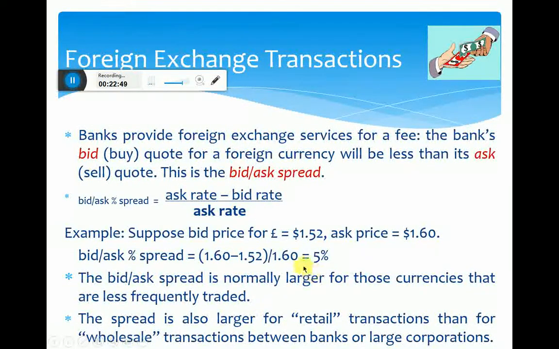For example, if you convert $100, the spread will be high. If you convert $1 million, the bank will give you a very low sell rate. Because the transaction is large, they can earn more, so they will give you a discount. So for wholesale transactions, you can get a good rate.